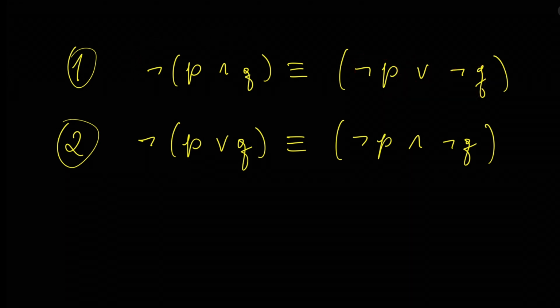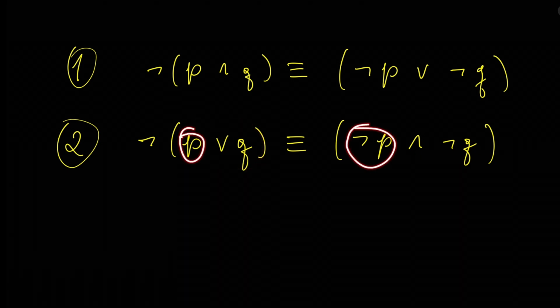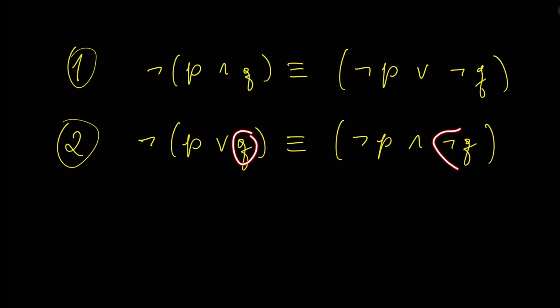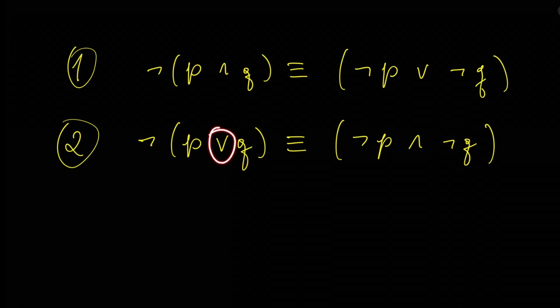And the second one is very similar. We're negating an OR statement. And to do that, we are negating the first proposition, we are negating the second proposition, and we are changing the OR to an AND. Not (P or Q) turns into not P and not Q.